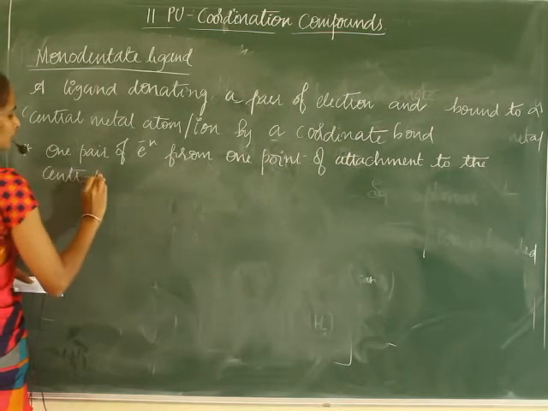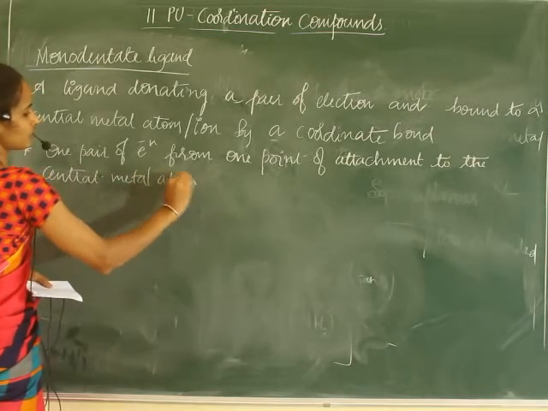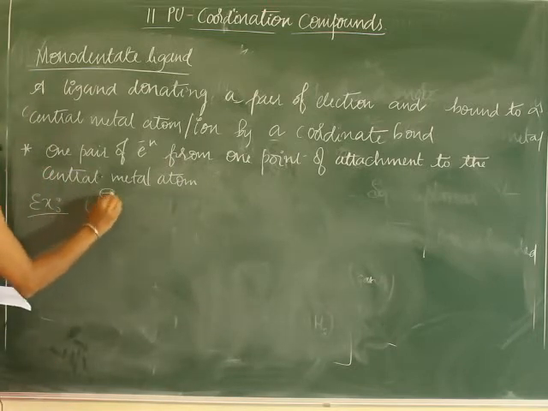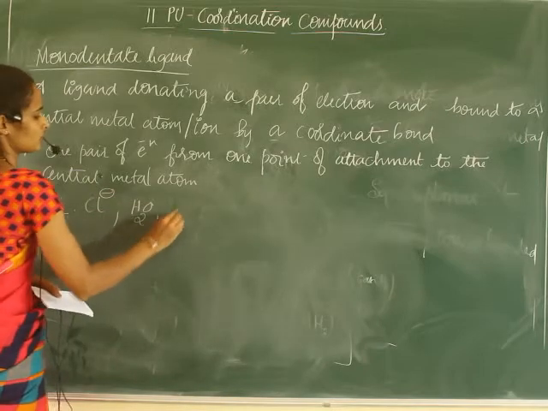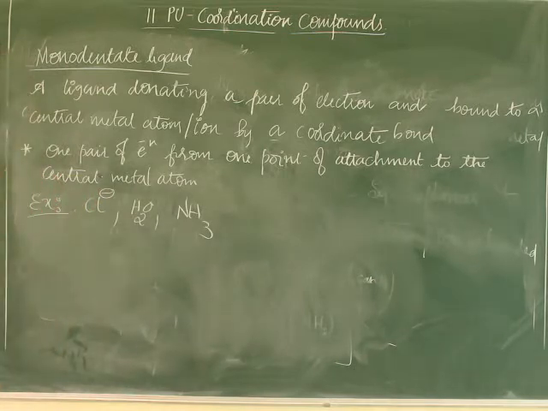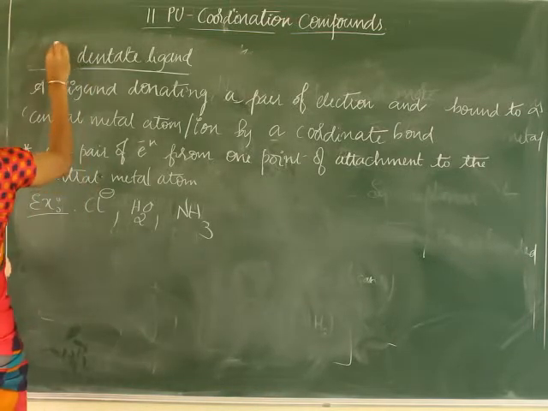Central metal atom. One point of attachment we can observe. Examples: Cl minus, water, ammonia, etc. This is about monodentate ligands. Next is the bidentate ligand, a ligand donating two pairs of electrons. Monodentate is over.